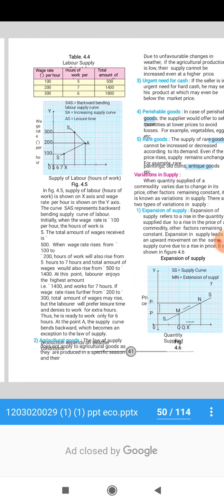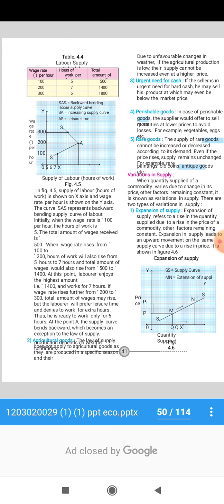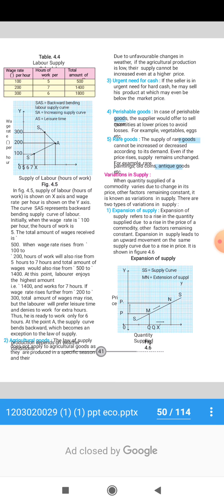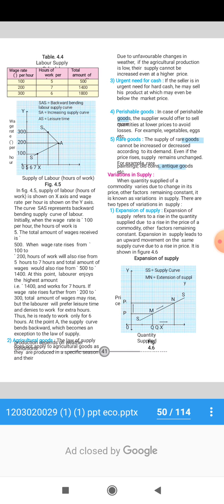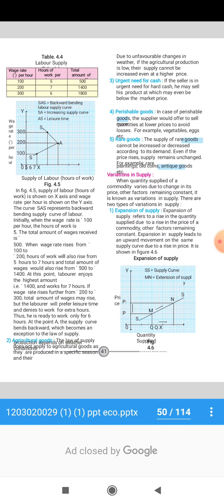Next, urgent need for cash. If the seller or producer of the goods requires cash immediately to perform certain functions, at that time he or she may sell the goods or product even below the market price.